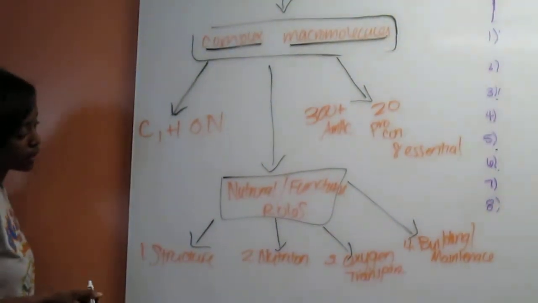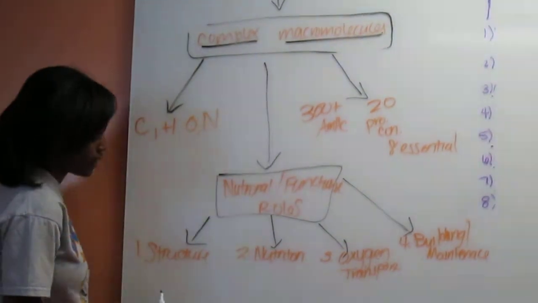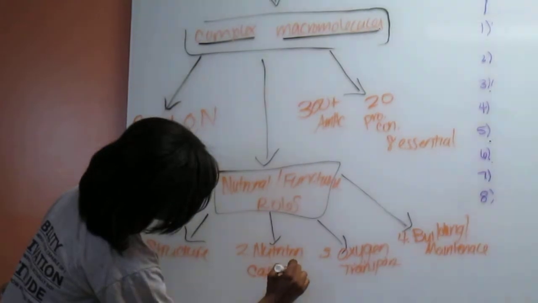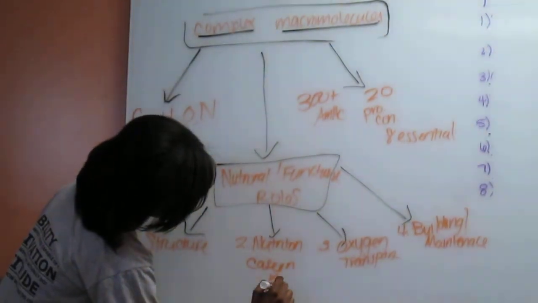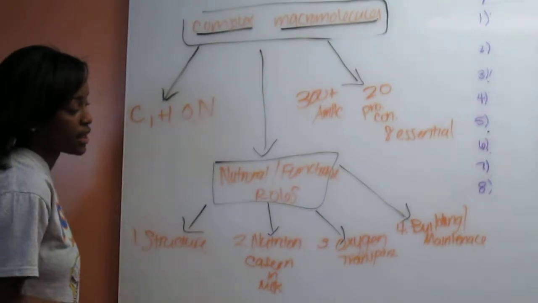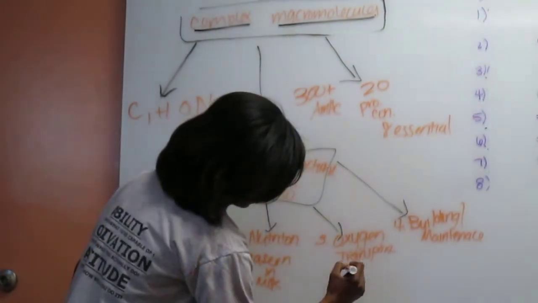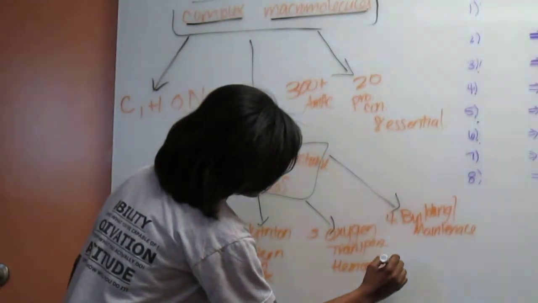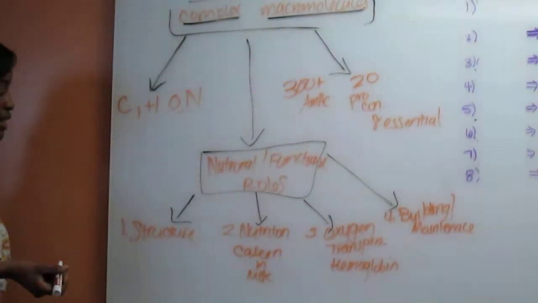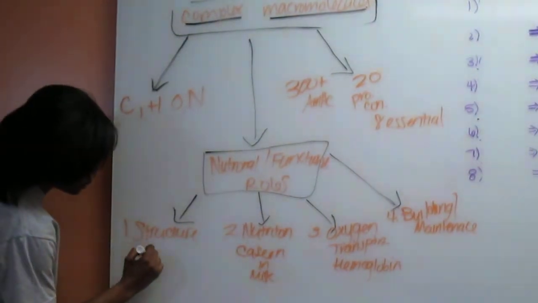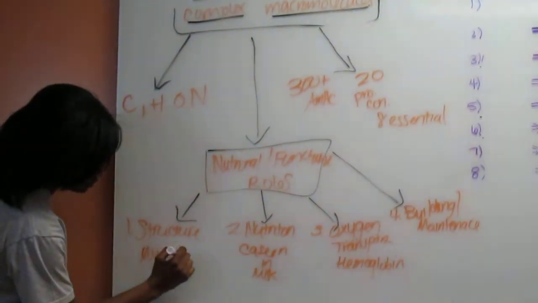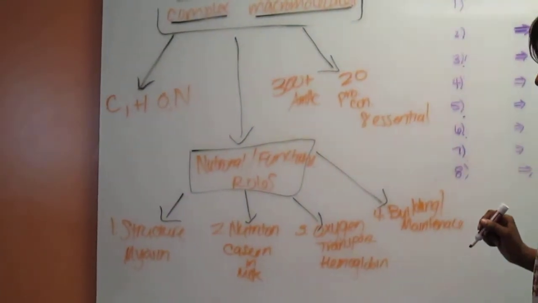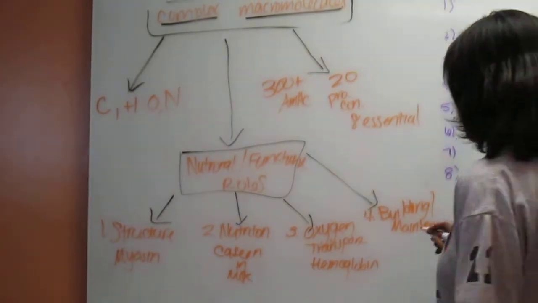An example of nutrition would be casein in milk, an example of oxygen transport would be hemoglobin, an example of structure would be myosin, and an example of building and maintenance would be enzymes.